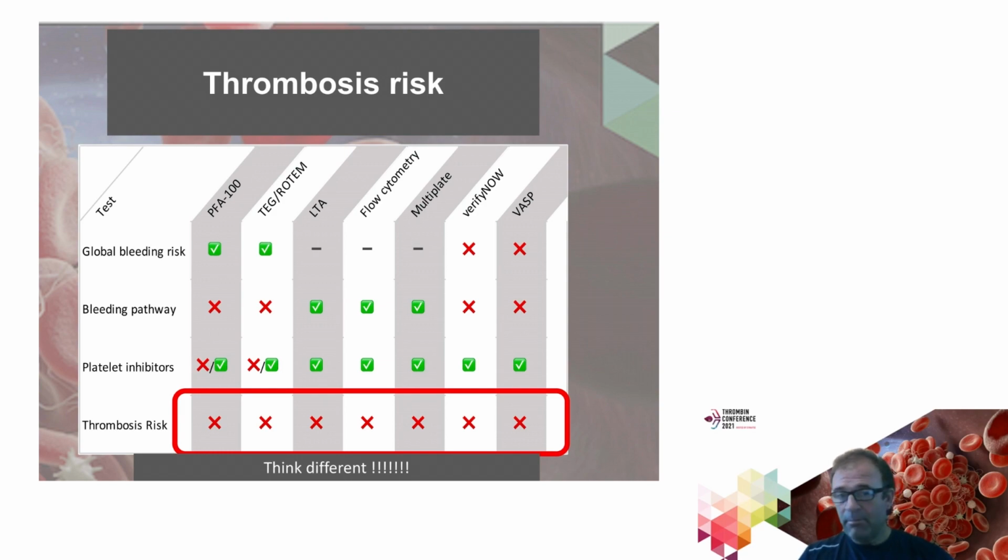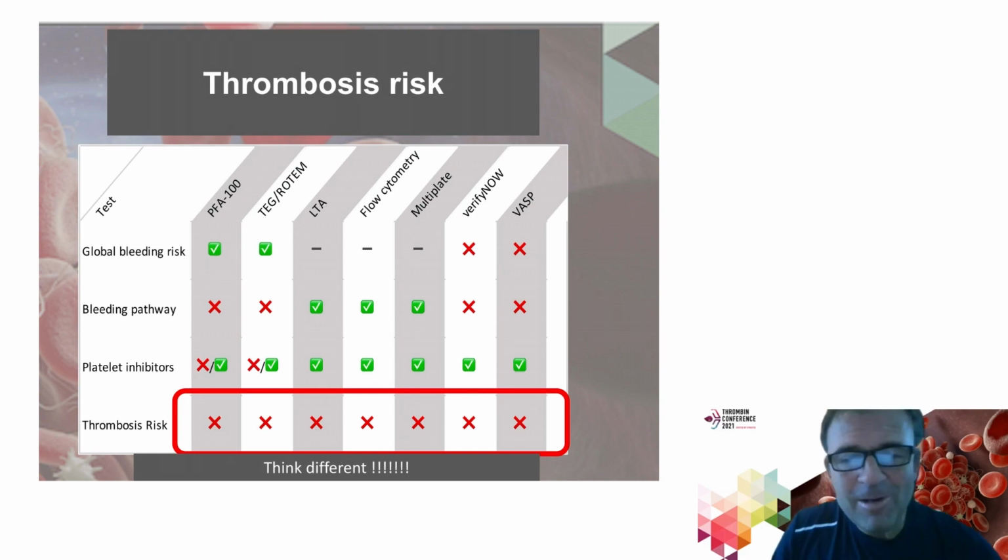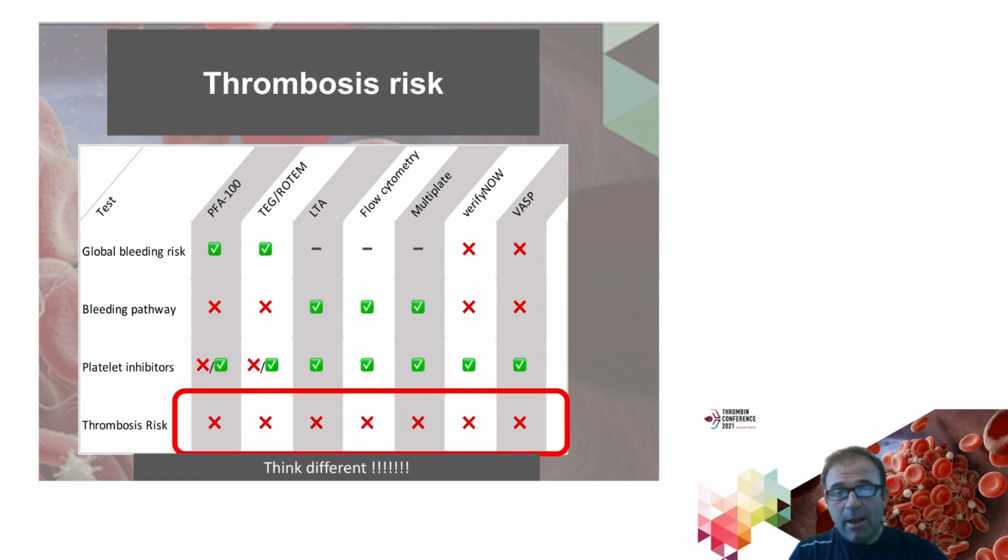LTA, flow cytometry, and multiplate, they are very well optimized to define bleeding pathway defects. You can use them very well to monitor the efficacy of platelet inhibitors, but there's no application to predict thrombosis risk. Verify Now and FASP are designed to monitor platelet inhibitors, but are not suitable to predict thrombosis risk. So in other words, if we want to study platelet function and thrombosis risk, we have to think differently.